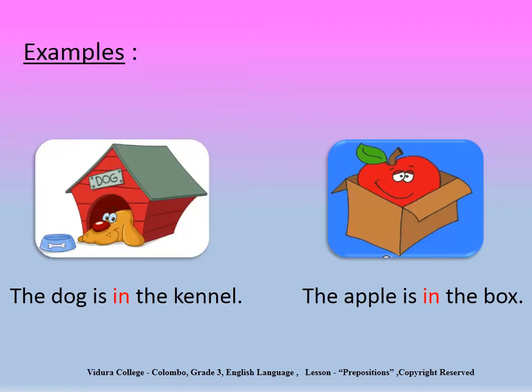These are two more examples. The dog is in the kennel. Here, the preposition in helps to show the connection between the dog and the kennel. The next one, the apple is in the box. Here also, the preposition in helps to build a relationship between the apple and the box.